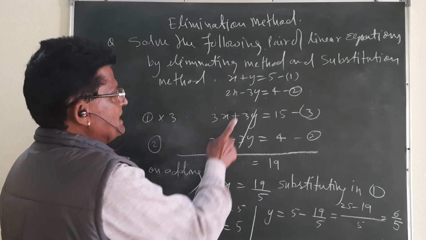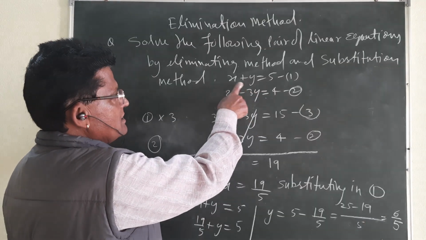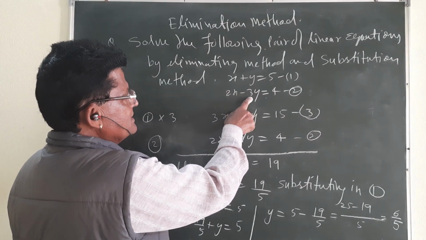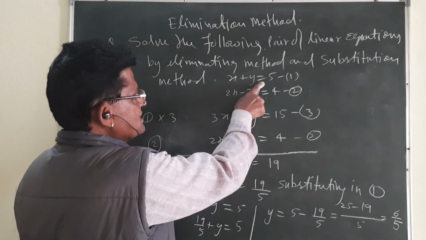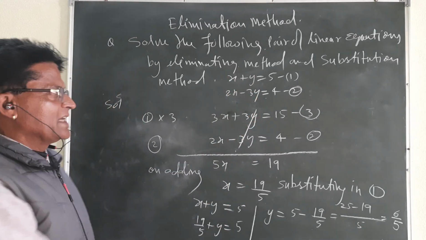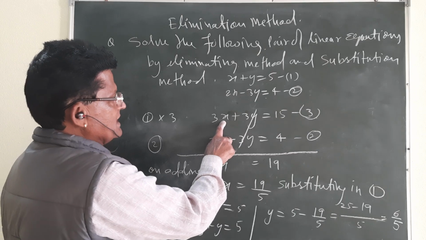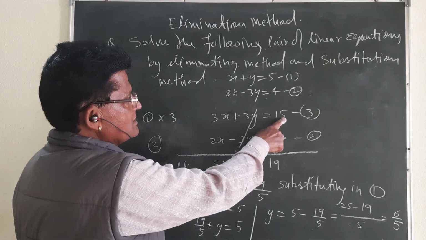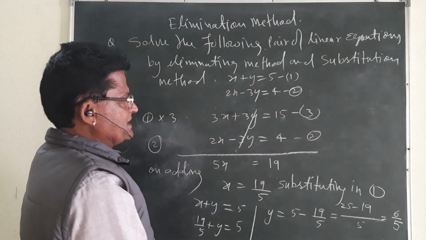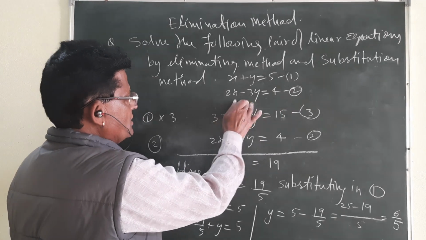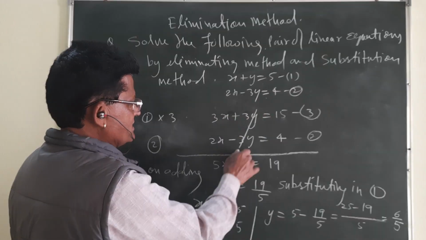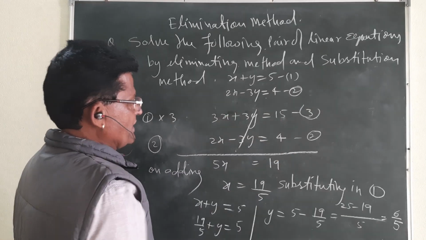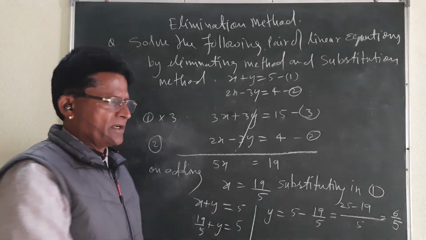Similarly, because we have made the coefficient of y equal to 3, we multiply equation number 1 by 3, so that there will be 3y. And we got 3x plus 3y is equal to 15. We multiply both sides by 3, and equation number 2 we have kept as it is from NCERT, and 5x will be equal to 19. Like that you can find the solution.